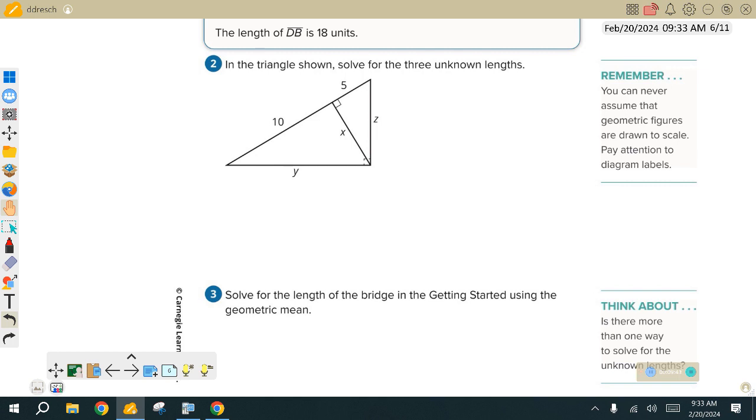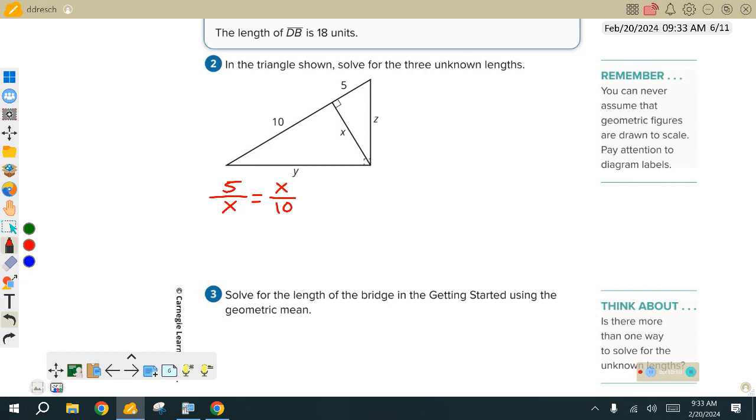5, that piece of the hypotenuse, over the altitude, x, is equal to x, the altitude, over the other piece of the hypotenuse. That's going to allow me to solve for x. Go back to your cross products.